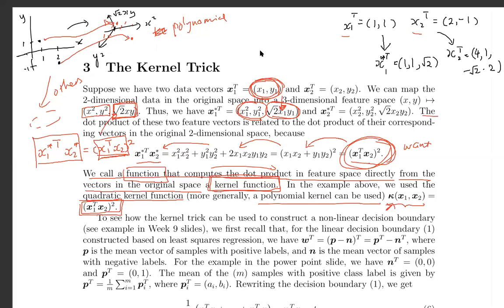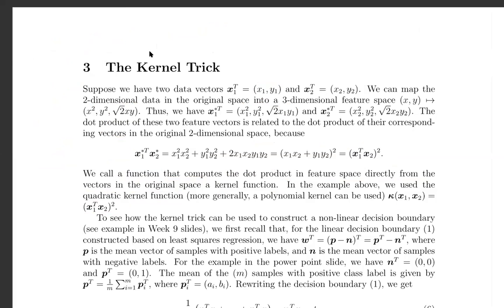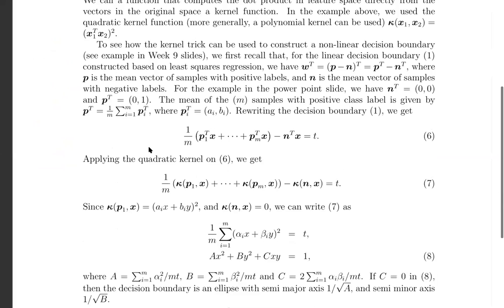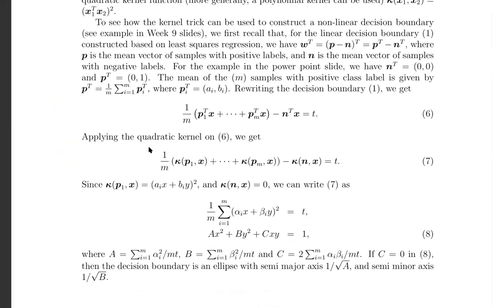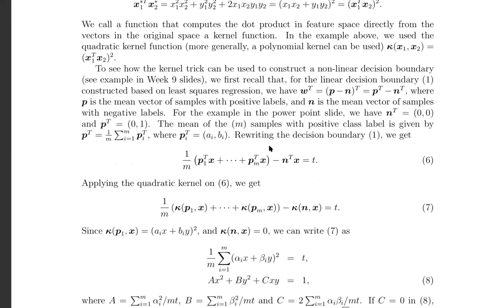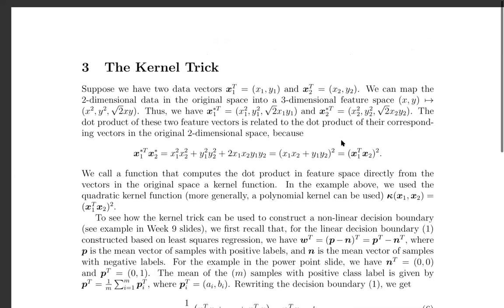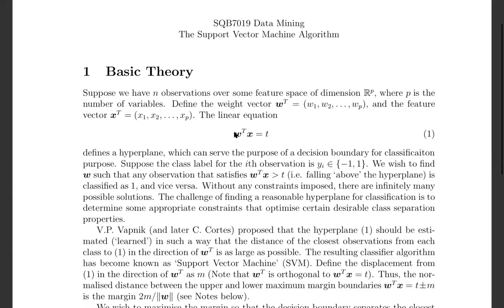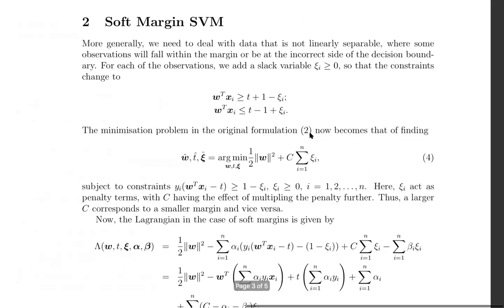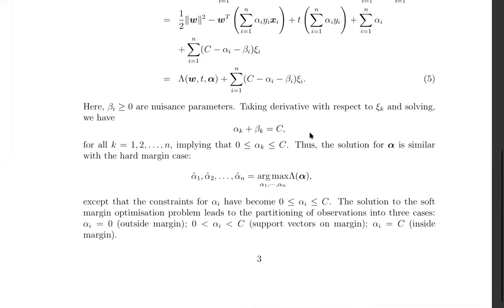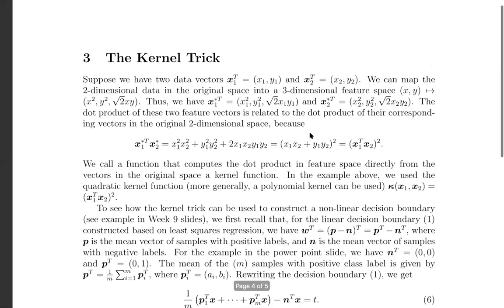All right, so let's clear this. For the rest, how do you get the decision boundary that you saw just now, that ellipse? First, we rewrite the decision boundary, equation one. So this is the equation, the decision boundary.